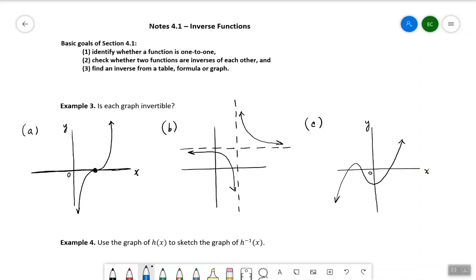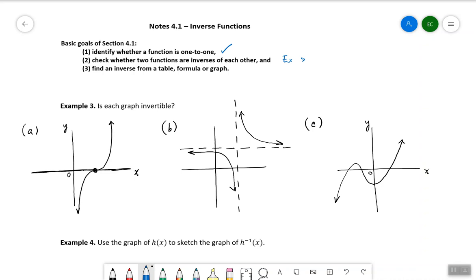Okay, we're working in section 4.1. We're talking about inverse functions. Let's look back at these goals we have for the section and see how we're doing so far. So the first goal was to identify whether a function is one-to-one, and we've done that, and we're going to practice in just a minute with example number 3. The second goal is to check whether two functions are inverses of each other, and we haven't done that yet. That's coming up though in this video.